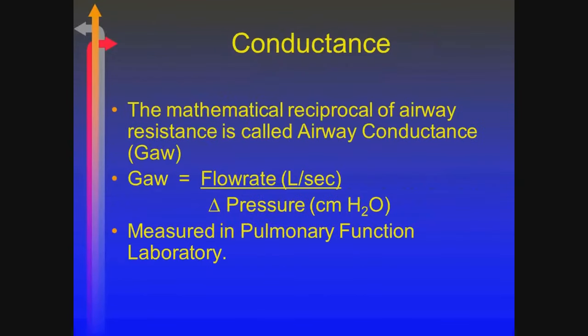Just like there was something that was the mathematical reciprocal of compliance, we called elastance, they got a mathematical reciprocal of resistance called conductance. You will never, ever encounter conductance unless you work in pulmonary diagnostics. I did my job. I told you what it was. You'll never see it again. Not on the test. Guaranteed. There is something, though, called GAW, airway conductance. Why is conductance G instead of C? Because C was taken for something else. I didn't make the rules. Forget about it.